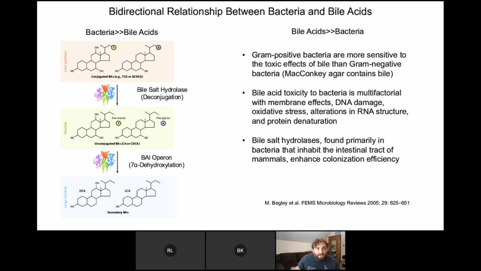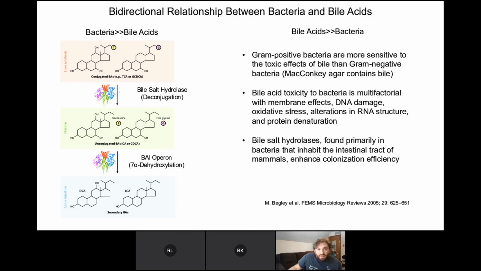So the first step is a deconjugation, or removal of glycine and taurine conjugates, from host-produced bile acids, by an enzyme called bile salt hydrolase. And this enzyme is present in a number of gut microbes that are across different phyla. The unconjugated bile acids are then transformed via 7-alpha dehydroxylation by a group of genes in the bai operon, and these genes are exclusive to a number of taxa in the Clostridium genus.